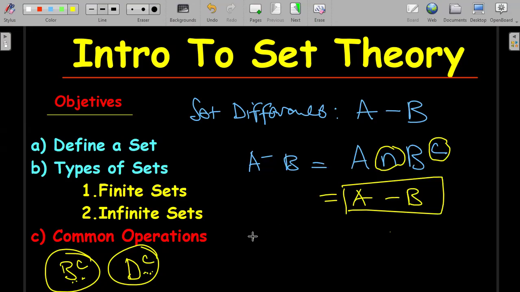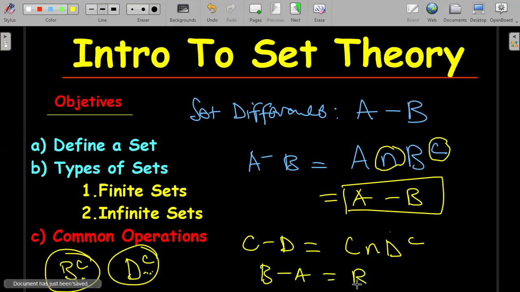So meaning that if I have C minus D, this here is the same as what? C intersection D complement. If I have B minus A, this is the same as B intersection A complement. Okay, so mathematicians are actually very nice people, right? They will save time. So that's what it means there. So that's the set difference. We're going to be using this a lot when you start looking at questions. So know this, and it's going to help us.